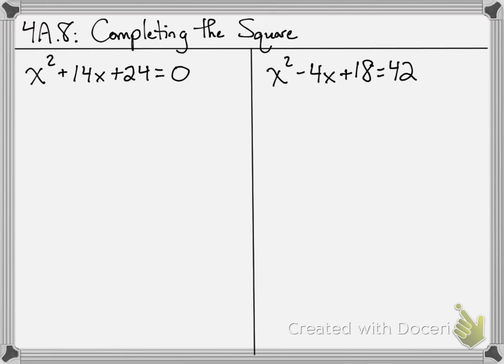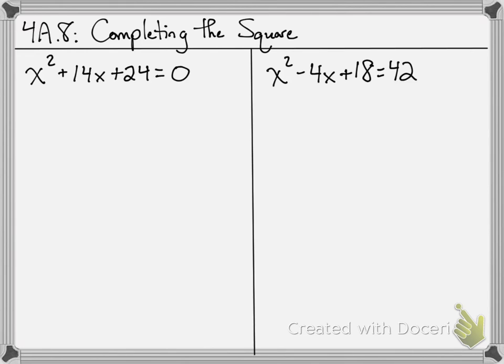Completing the square is a strategy that you can use whether or not the equation and the expression can be factored. So, let's take a look at some of these examples to figure out how we can use completing the square to solve for x. Taking a look at the first example, x squared plus 14x plus 24 equals 0.